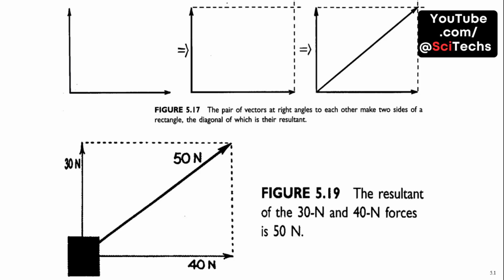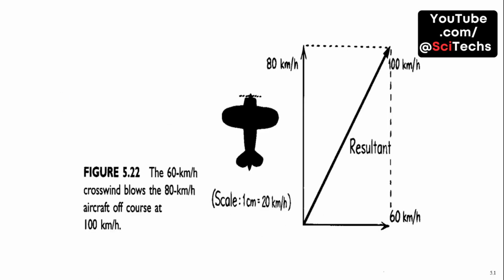When two vectors at right angles to each other combine, their resultant is the diagonal of the rectangle they form. For example, the resultant of 30N and 40N forces is 50N. A 60 km per hour crosswind blows an 80 km per hour aircraft off course at 100 km per hour. The resultant velocity is determined by combining the two vectors, illustrating how different forces interact to produce a net effect.